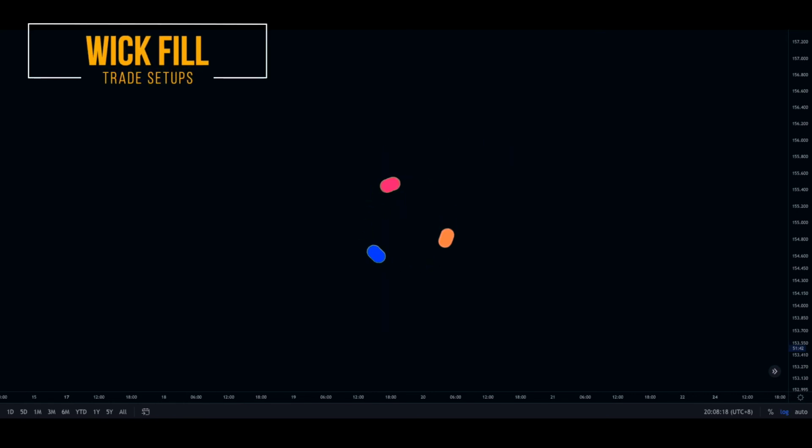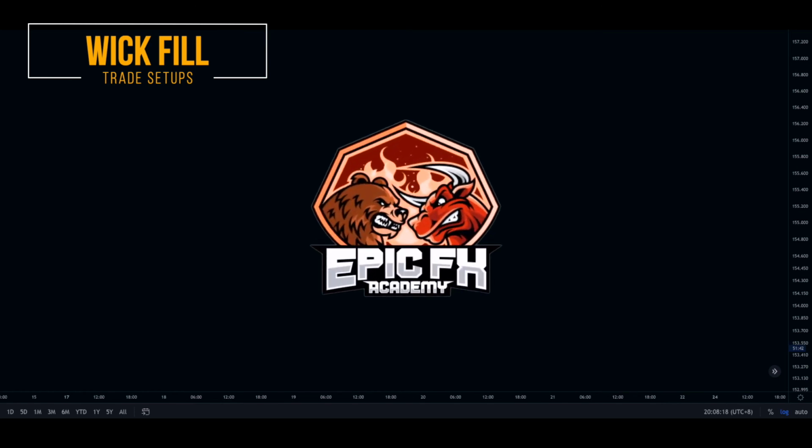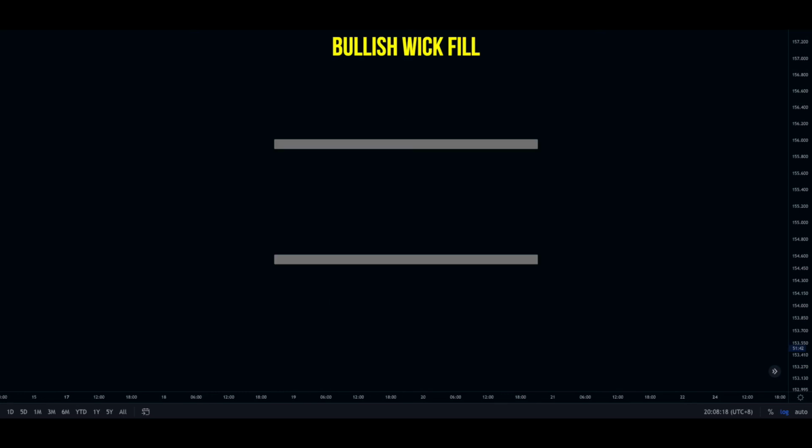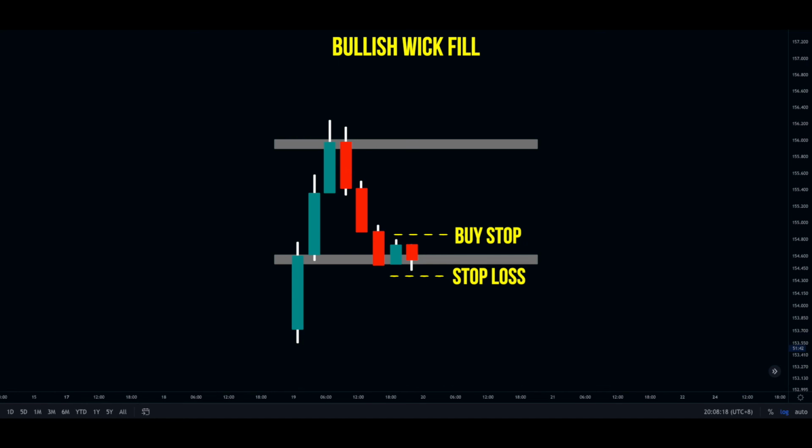Wick fill. The wick fill is a concept you learned about in the candle section of the course. This is how you identify it in a setup. We have price trending up in a range and it reversed at resistance to now test the bottom of the range. Once we get a bullish candle displaying that price has respected the support of the range, we'll wait for the following candle to form a bottom wick and place a buy stop above the bullish candle, anticipating price to fill the wick and hit our take profit at the top of the range.